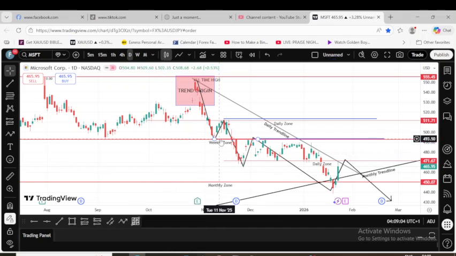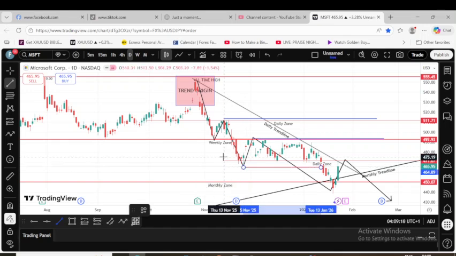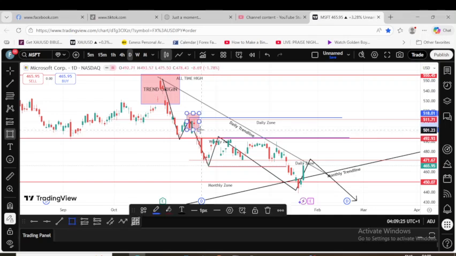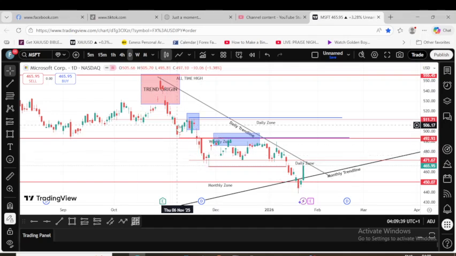You can see that at this point, at this weekly zone, we have support that became resistance. And here we have another higher low. So we will highlight this point. And then we'll go down to the 4-hour time frame.